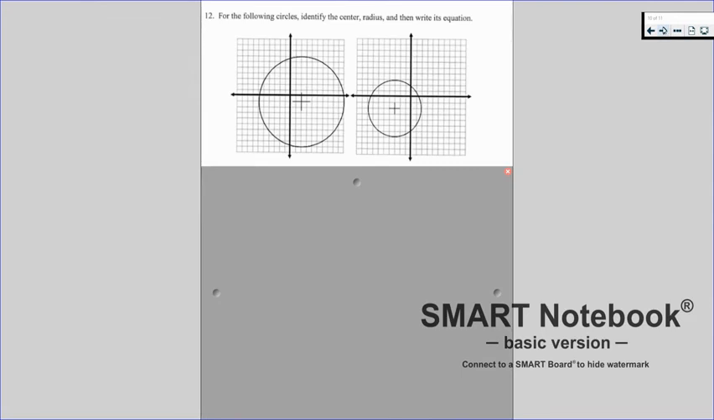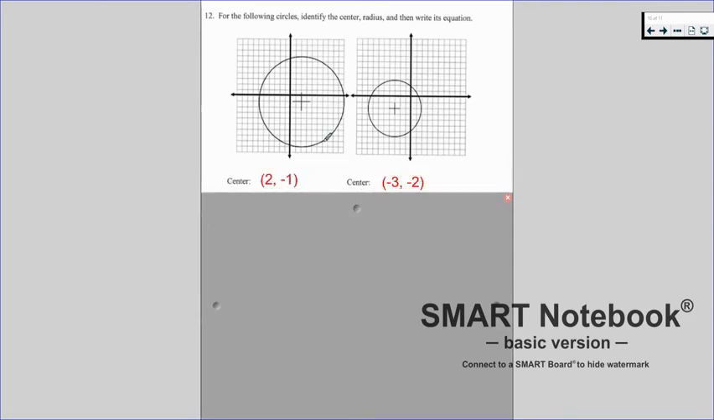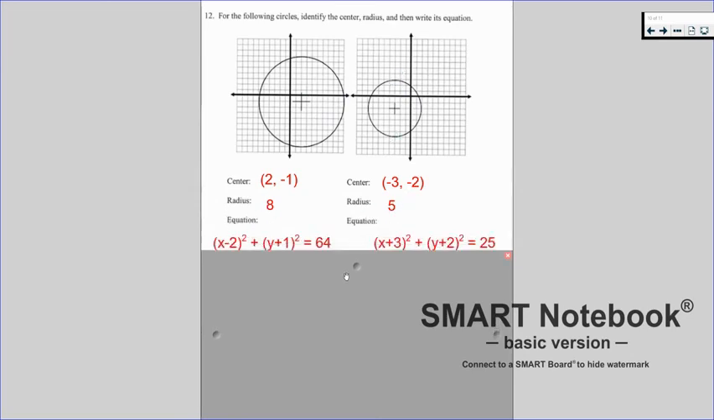All right. So now we've got two examples. If I know the center and I know the radius, I should be able to write the equation. Center for this one is at right 2, down 1. Center for this one is left 3, down 2. Radius as I count, I'm going to go over 8. Radius on this one, go up 5. So I can count those.